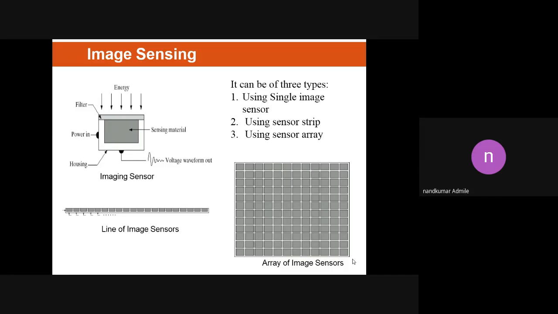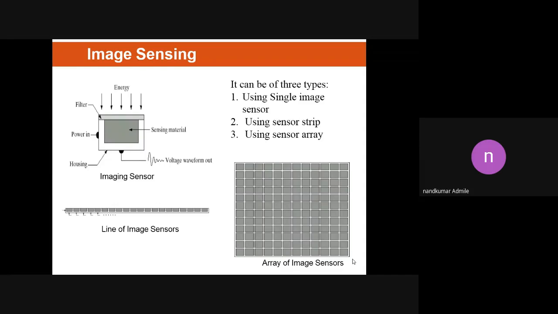After that we study various types of connectivities. In this lecture we study different types of distance measures. The last point is the various color models. We study three color models: the RGB color model, the CMY color model, and the HSI color model. These are the important contents of unit number 1. So here we complete unit number 1.